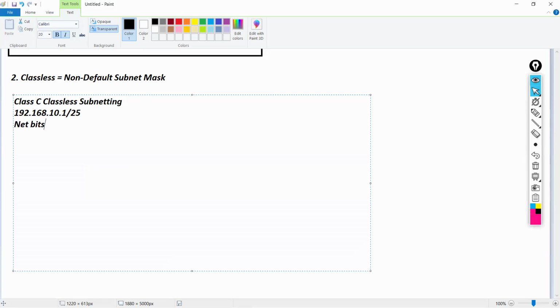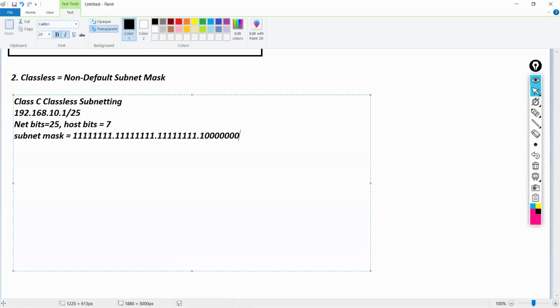First of all, network bits: how many? 25. Host bits will become how many? If your network bits increase, host bits decrease, because total bits we have are 32 only, right? So this will be 7. So this time, how many ones I have to write? 25. 24 ones, and this one is 25. And remaining 7.